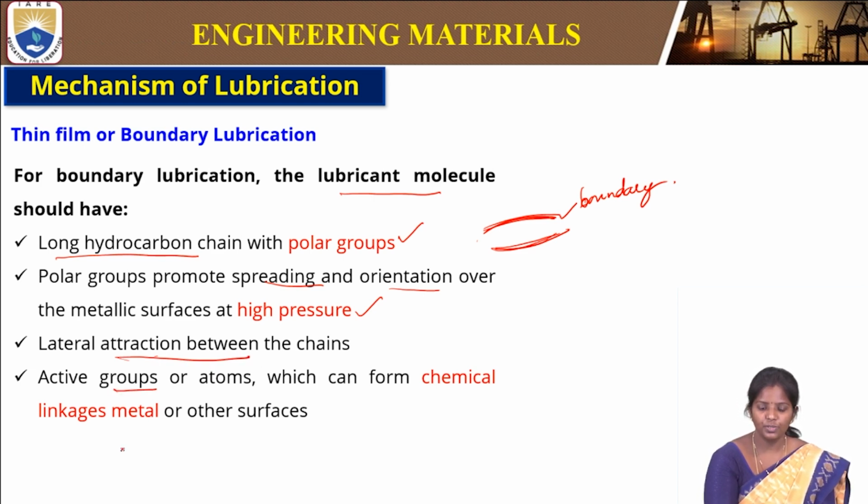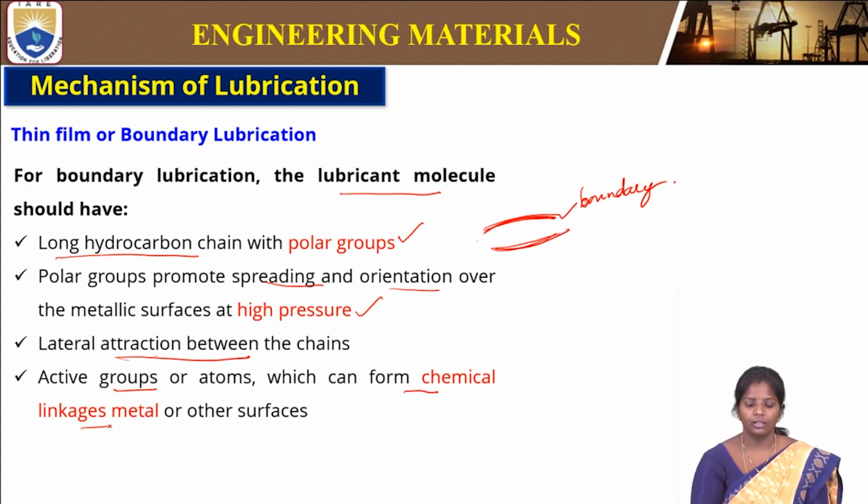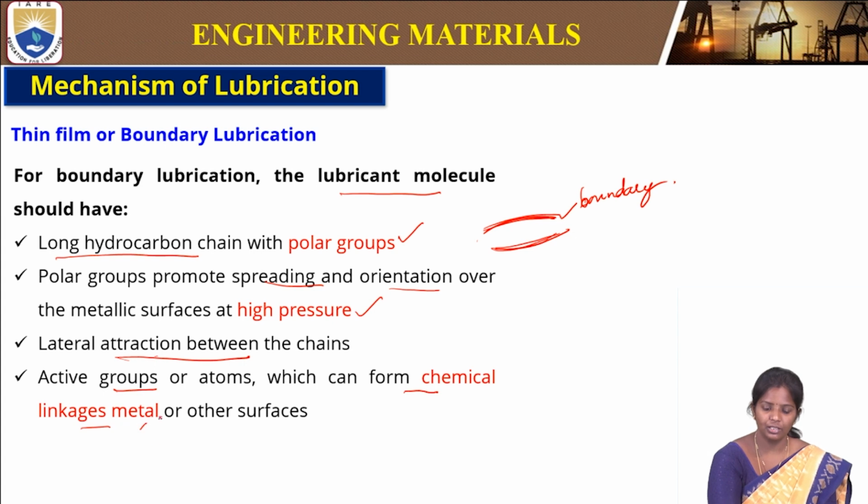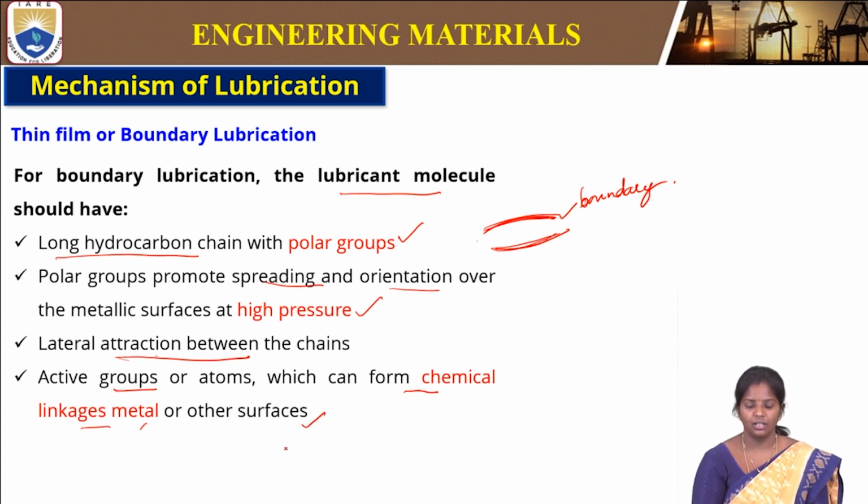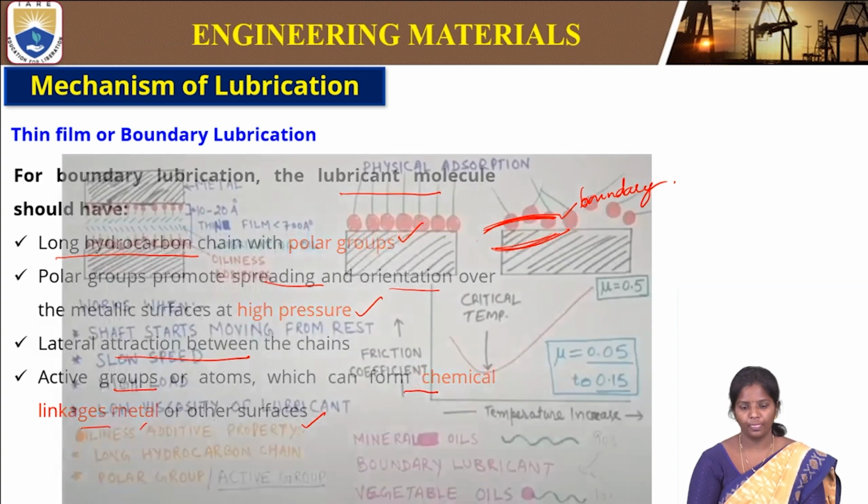Then active groups should be present which form chemical linkages with the metals or other surfaces. So there should be active groups present in the boundary lubrication, so that the lubricant forms linkages with the metal or the other surfaces.